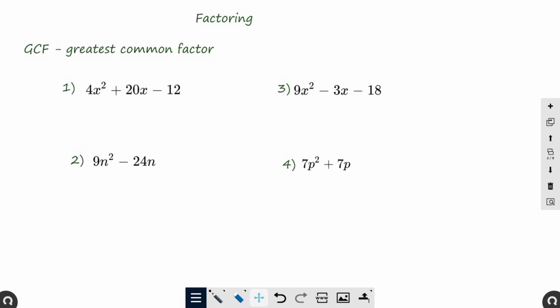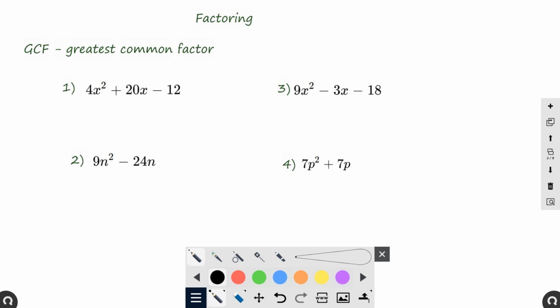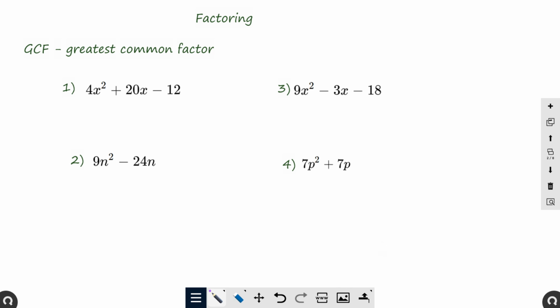So let's start some basic factoring. First we're going to start out with GCF, which you all said stood for? Good. So we look for the greatest common factor that we have, which means the biggest thing that will go into every single term. So our first example here is 4x squared plus 20x minus 12.